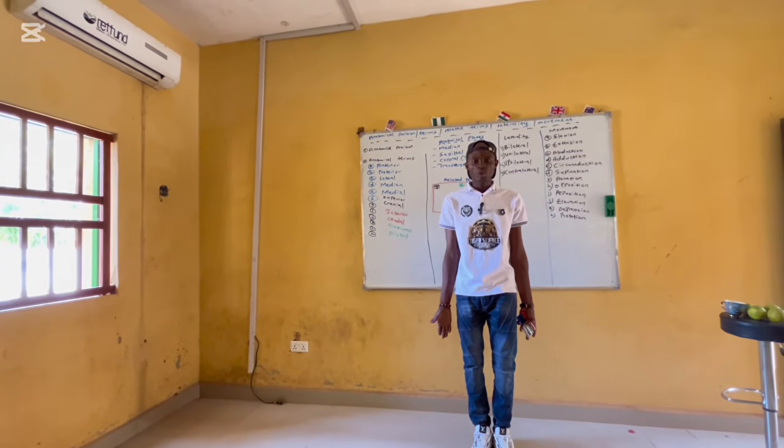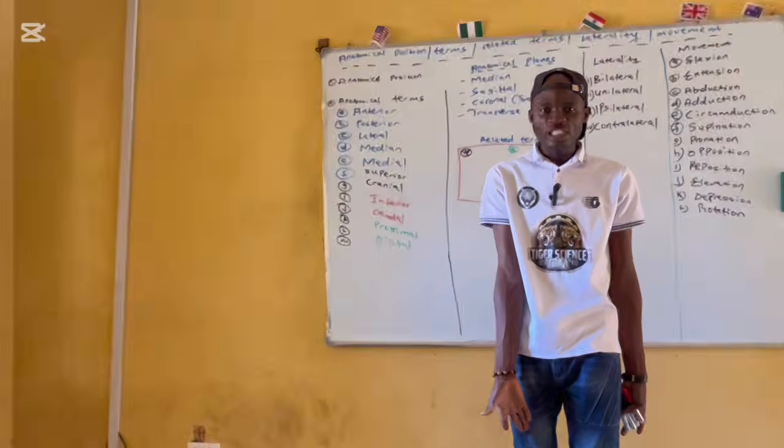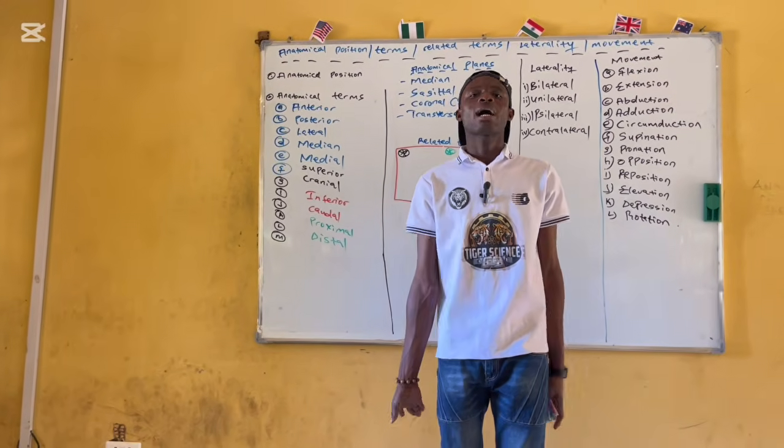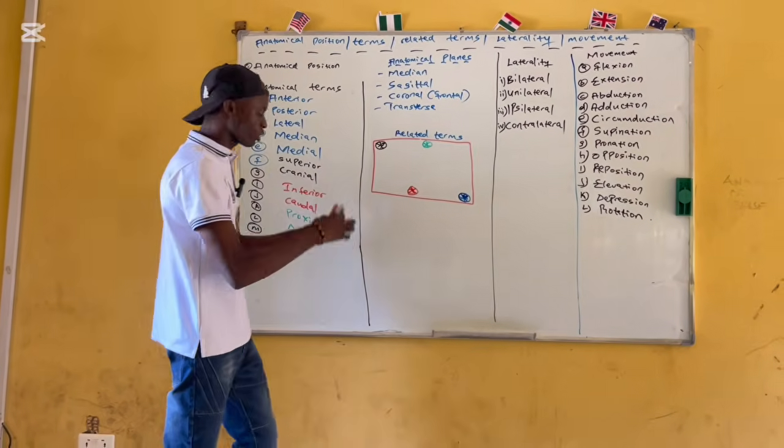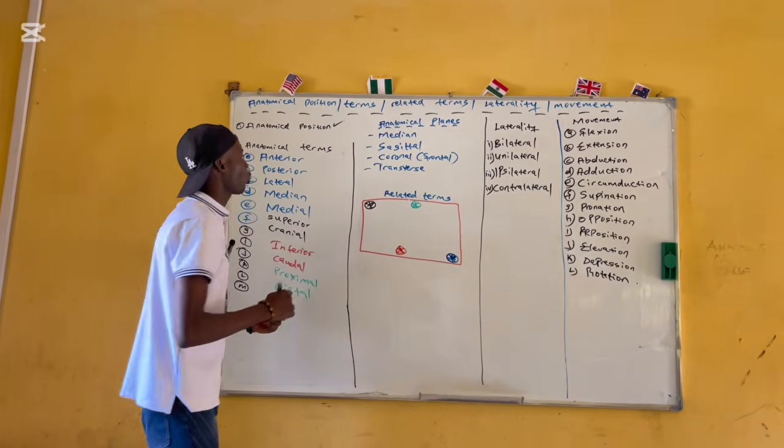Their face is facing anteriorly. Their palm is facing anteriorly. Their legs are close. You see that. That's what they call anatomical position. All right, so we are done with anatomical position. We are going for anatomical terms.